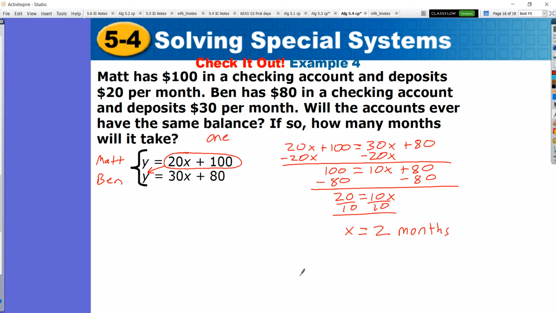All right. Now to answer the question, we got to use the substitution method. We know y equals 20x plus 100, so we can take that and substitute it in for y in the bottom equation. So this is what it would look like. So if you went through all your algebra steps after that, then we have x comes out to 2 months, and if we remember back from the equation, x equals the number of months. So after 2 months, they would have the same balance in their account.